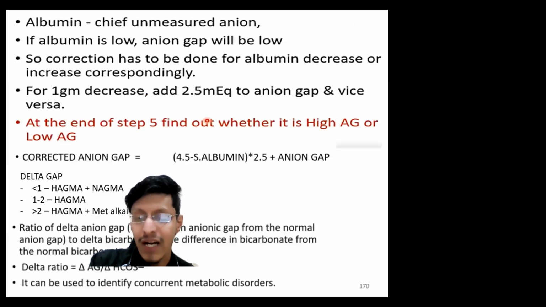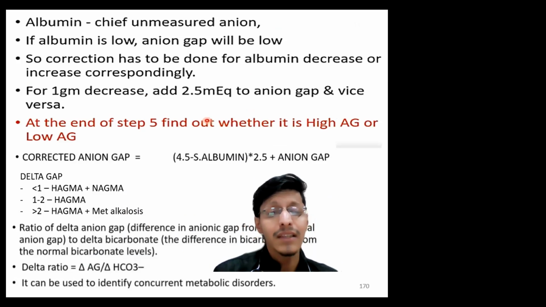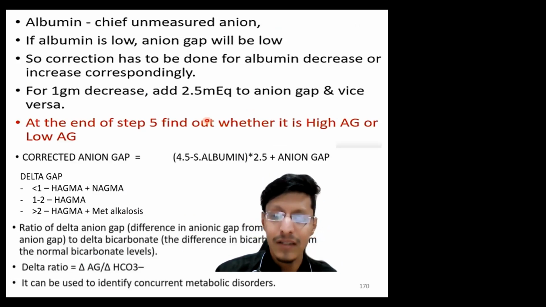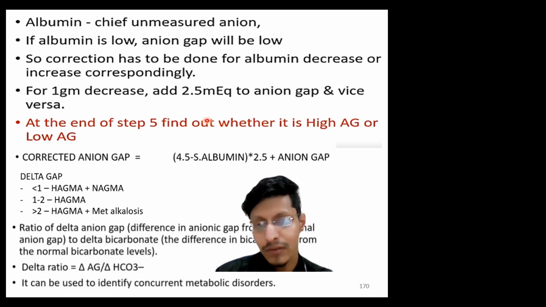The most important unmeasured anion is albumin. So if the albumin is low, the anion gap will be low. So it is very important that we correct for the albumin before reaching the conclusion. For 1 gram decrease in albumin, you add 2.5 milliequivalent to the anion gap and vice versa. For example, albumin should be 3.5 and you are seeing it as 2.5. So for every 1 gram decrease, if the anion gap is 12, add 2.5 to it. Now you see it becomes a high anion gap metabolic acidosis.